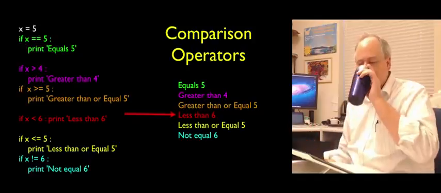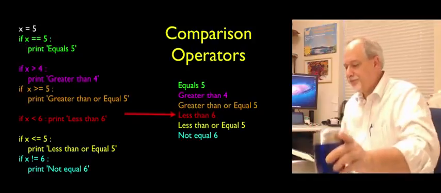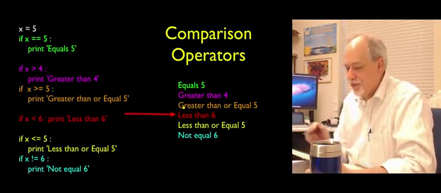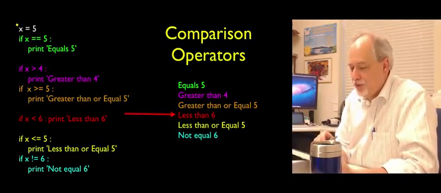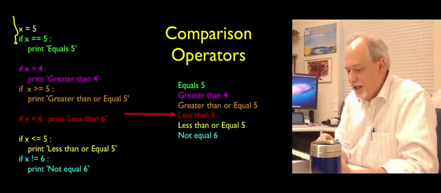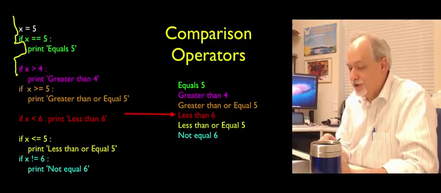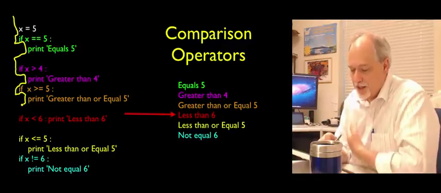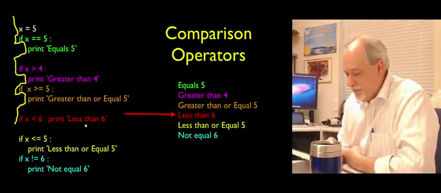Here are some examples, just kind of running through them. They all turn out to be true because I set x to 5. If x equals 5, print equals 5. Come out here. If x is greater than 4, which is true, print greater than 4. If x greater than or equal to 5, yeah. If x less than 6, print less than 6.